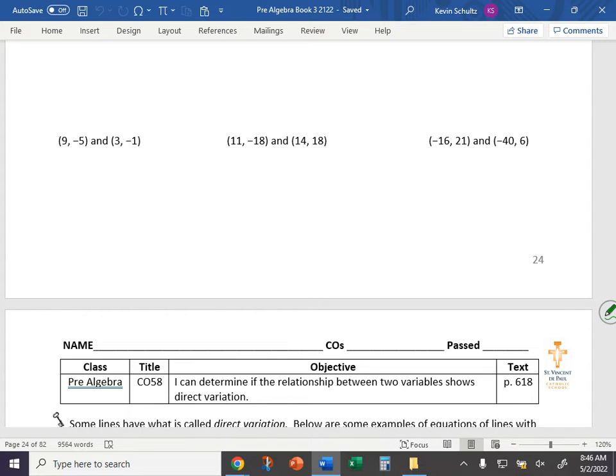-16, 21, and -46 are the two ordered pairs. Let's start with the slope. We're using our formula, x1, y1, and x2, y2. Go ahead and calculate the slope on your own. I'm going to do this guided step by step. I'll tell you what the step is, you do it, we'll check it, I'll tell you the next step, you do it, we check it, and then you'll be solo on the other two. But go ahead and find the slope of this line first.